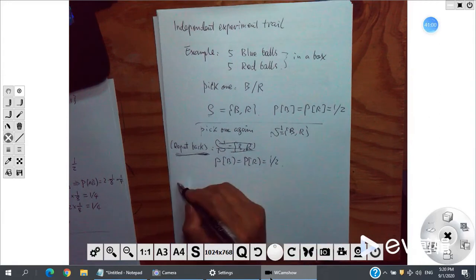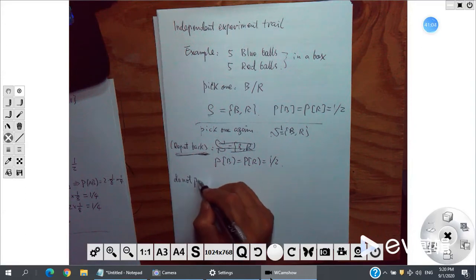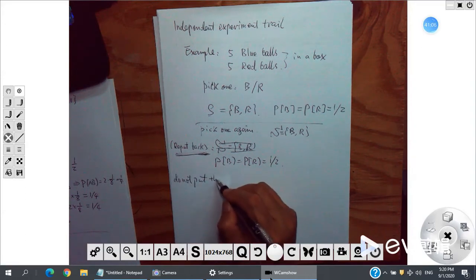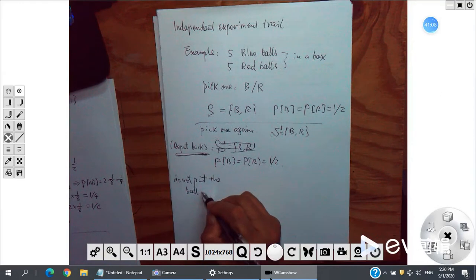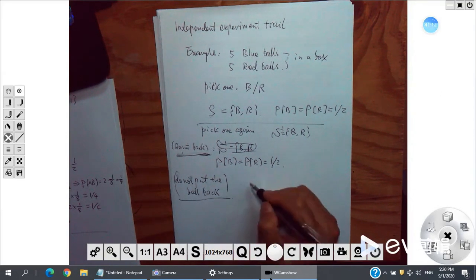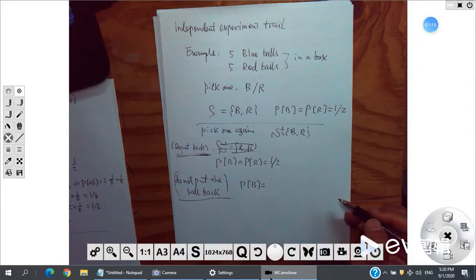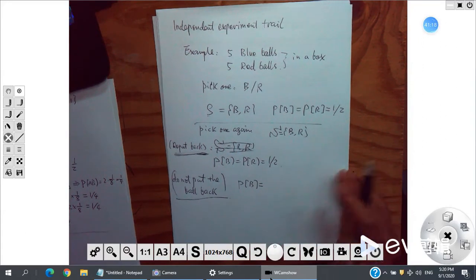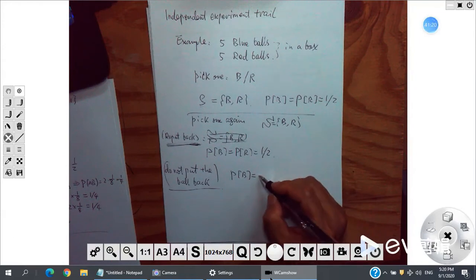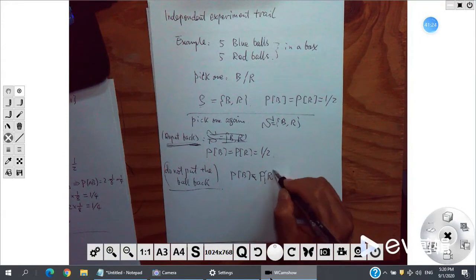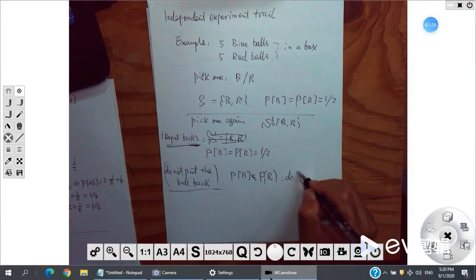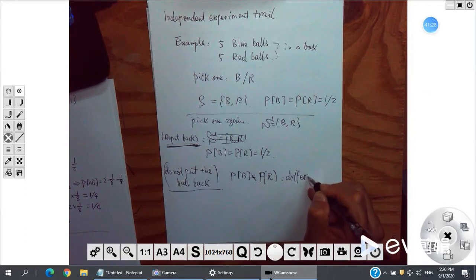But if you do not put the bar back, in this case, you have PB. Well, it depends. You don't know. It will be something different. PB and PR are different, right?